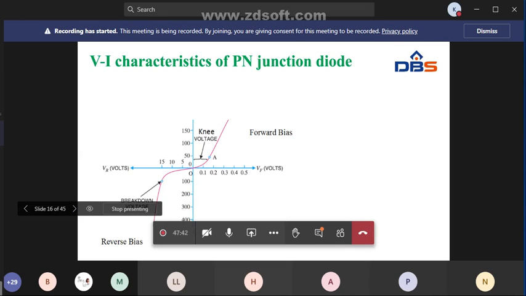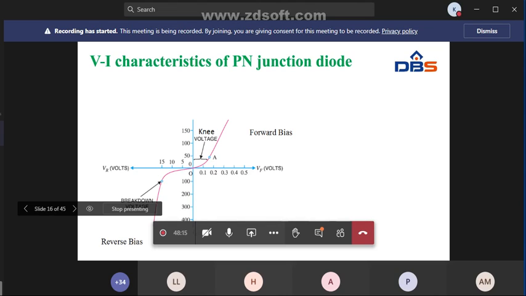Okay, so these are the VI characteristics of the PN junction diode. The diode conducts in forward biased condition, right? So these are the forward bias characteristics, and these are the reverse bias characteristics. In forward biased condition, we have the knee voltage. In the reverse biased condition, we have the breakdown voltage, right? So these are the VI characteristics of the PN junction diode.